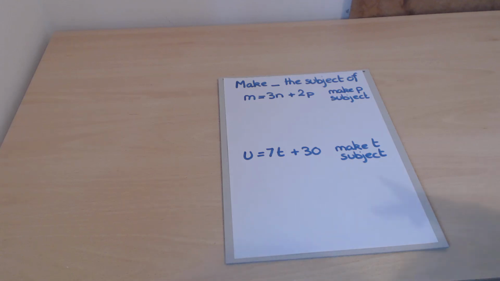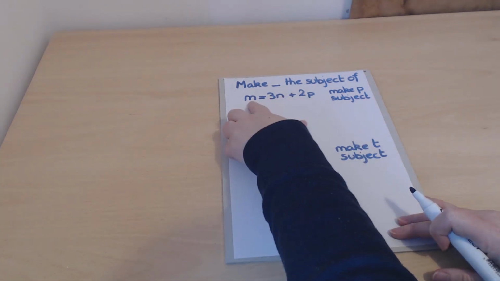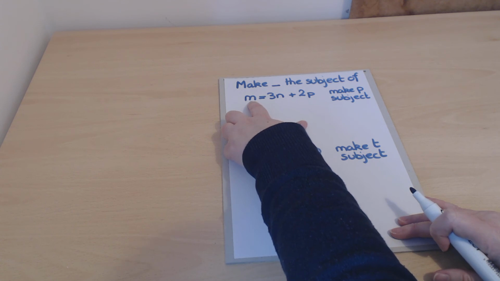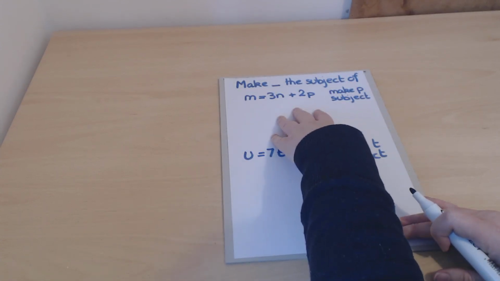How to make a different letter the subject of an equation or a formula. So what do we mean by that, first of all? Okay, so what you can see with this one at the moment is that M is what we would call the subject, because M is on its own and everything else is on the other side.